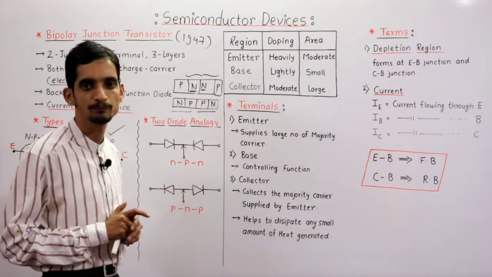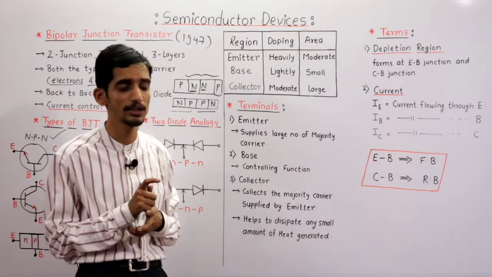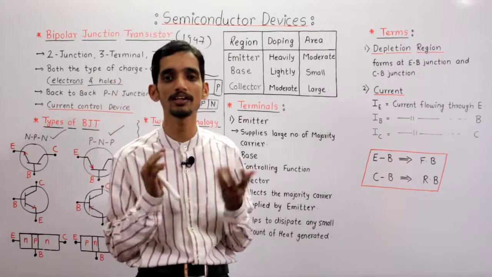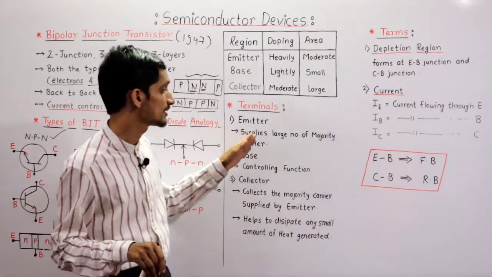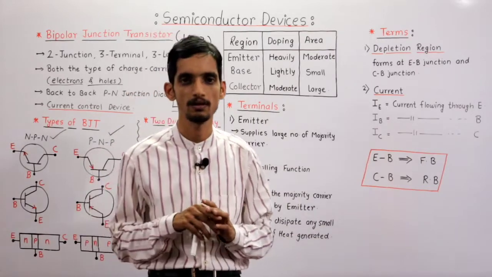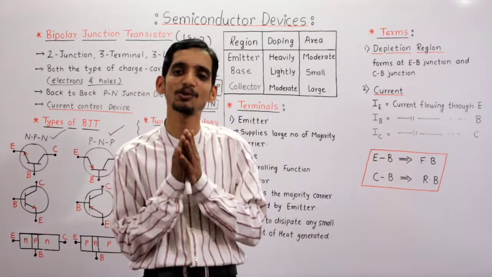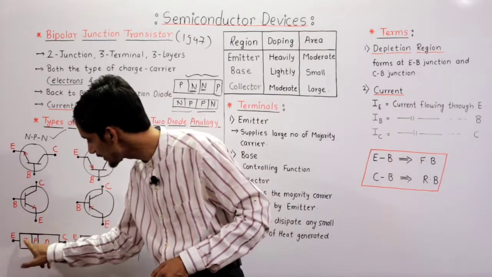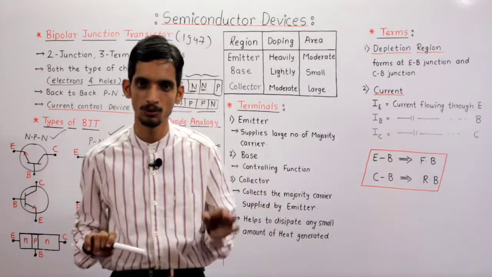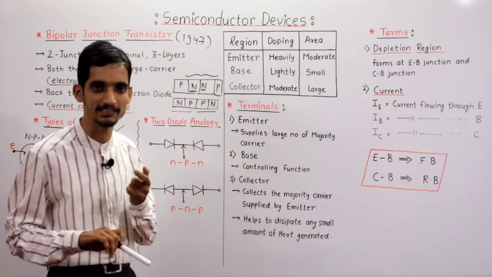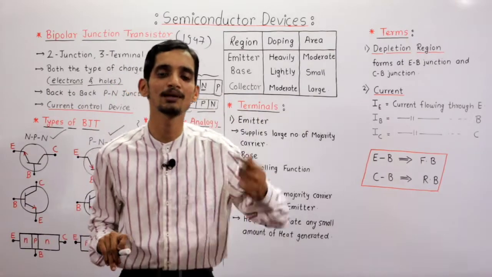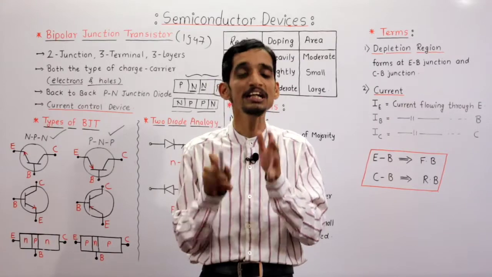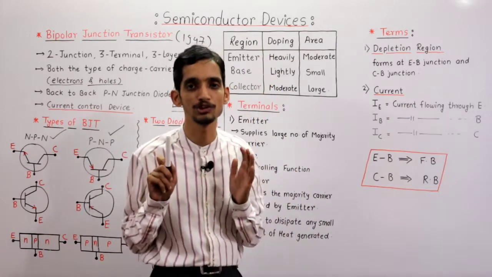Now the terminals of BJT. What is the function of each terminal? That we have to discuss. Emitter: emitter means it emits. What does it emit? It emits a large number of carriers for the flow of current. That's why it is called the emitter. It emits the carriers, and the terminal attached to that emitter region is the emitter terminal. Yes. Next is base. Base is a control terminal, as I already discussed. It controls the output current. So controlling is the important function of the base region.